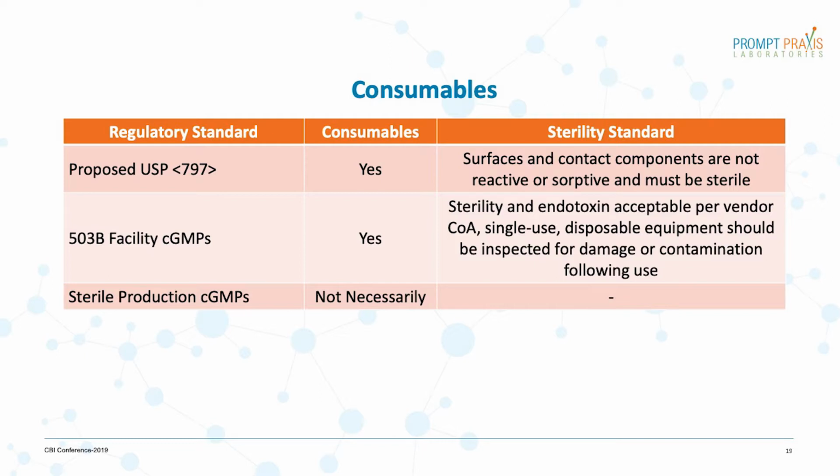The USP indicates that surfaces and contact components are not reactive or absorptive and must be sterile prior to use. So again, it may be sterile as you purchase the package, but then handling of that will be essential for maintaining its sterility. In the 503B facility, sterility and endotoxin can be acceptable per vendor C of A, but it should be evaluated after it's been used to ensure that nothing has cracked, broken, or presented itself with an avenue for microbes to be introduced into your product. And the sterile production facility seldom uses one and done materials.